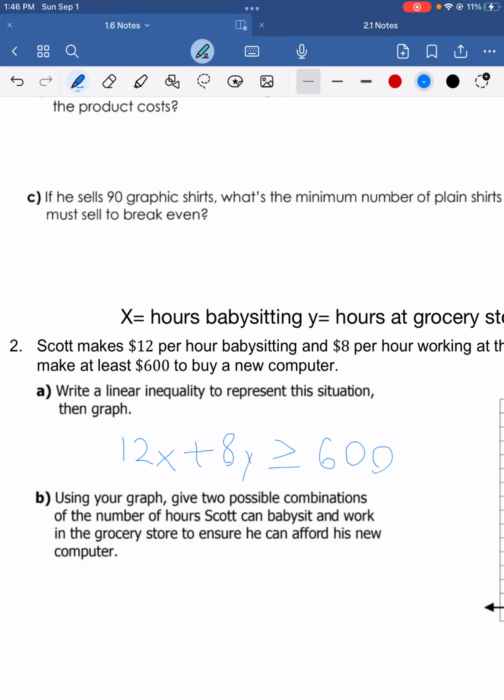Because it needs to be at least 600. So it needs to be either greater than 600 or equal to 600. So that's where I'm going to use this greater than or equal to sign. Whenever you see at least like this, you know it's going to be a greater than or equal to sign. Okay. So this is my equation. 12x plus 8y is greater than or equal to 600.